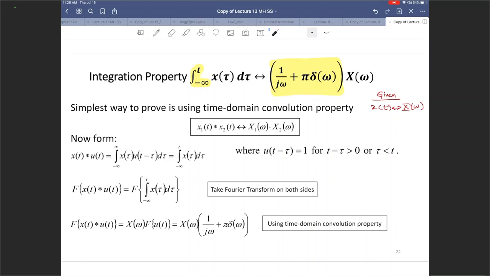All the other times it is 0, so they don't need to be part of the integral. So what you have with this convolution is simply the integration from negative infinity to t of x of tau d tau, which is your time domain signal for which you are trying to find the Fourier transform.